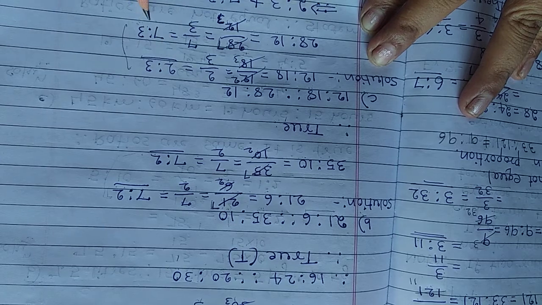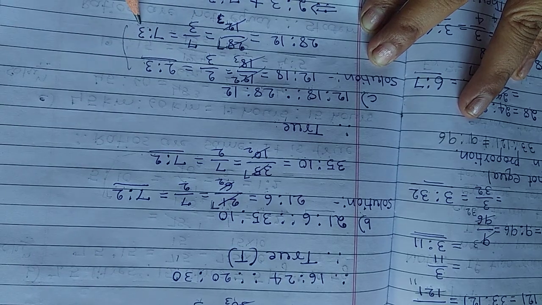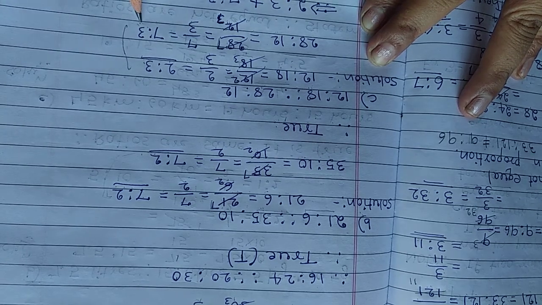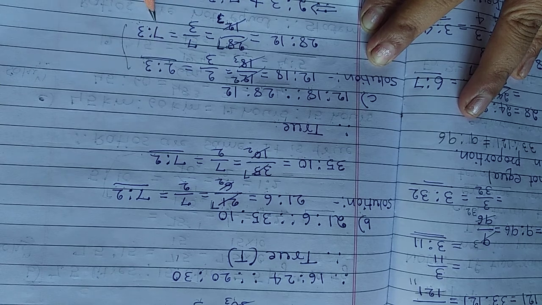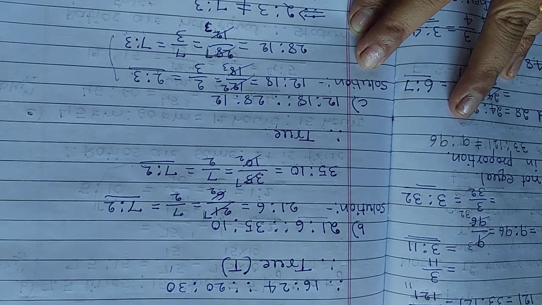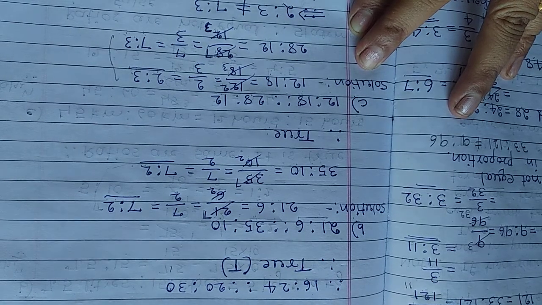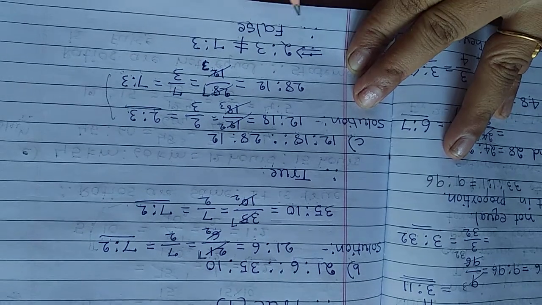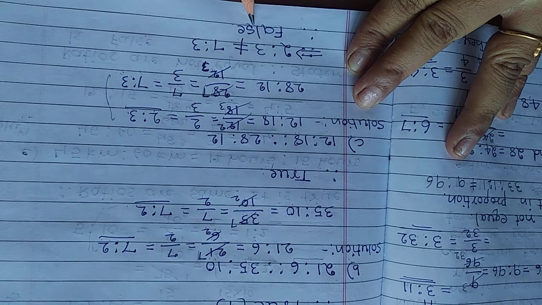Now compare these two ratios, 2 is to 3 and 7 is to 3. Are they equal? No, they are not equal. Here the first term is 2, here the first term is 7. They are different. So they are not equal. Therefore, we can say that the statement is false. 2:3 is not equal to 7:3. Therefore, the given statement is false. Have you understood?